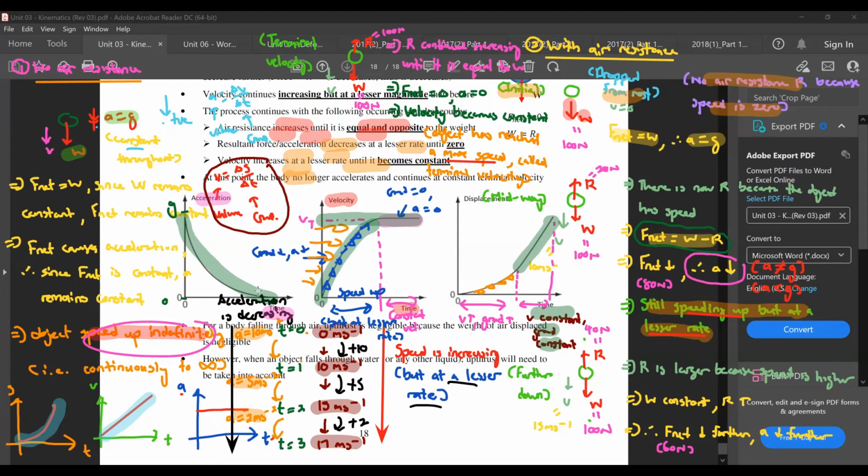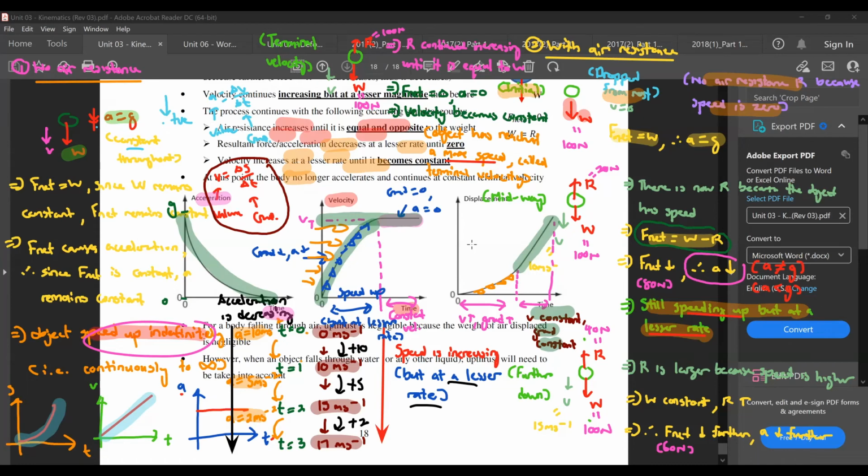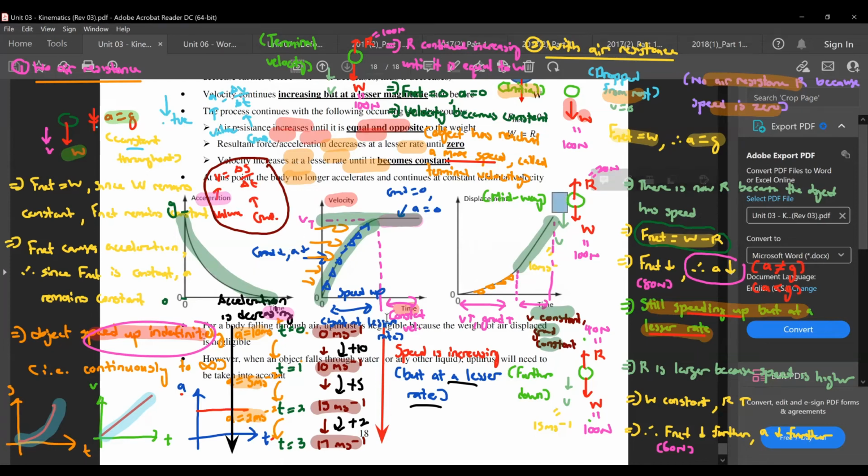Okay, there's a very big difference between something without air resistance and something with air resistance. Okay, so far so good with this. Now, something reaching terminal velocity doesn't only occur for something that falls through the air. It can also occur for something that is falling through a liquid.